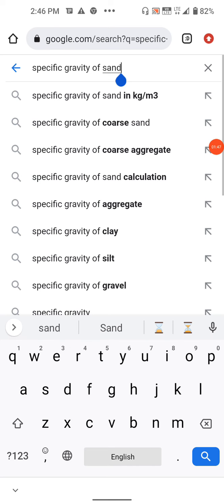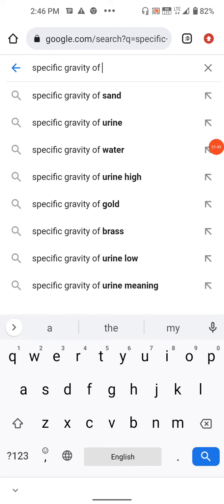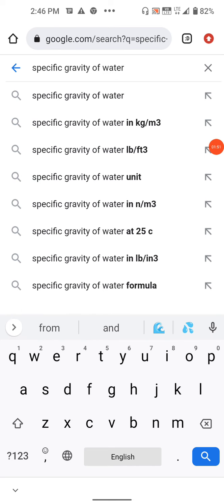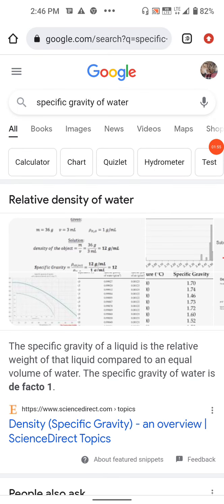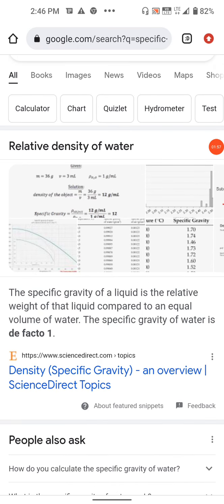So the specific gravity of water. Oh, that's our base. That's a 1. Okay, got it. So if we think of it as being lighter and heavier, with the bigger numbers being heavier, the 1 is the water. Now we think of a concrete mix, right?